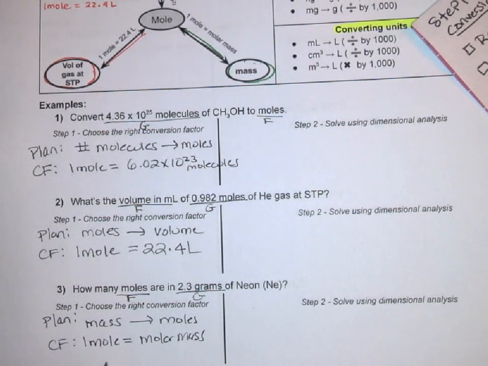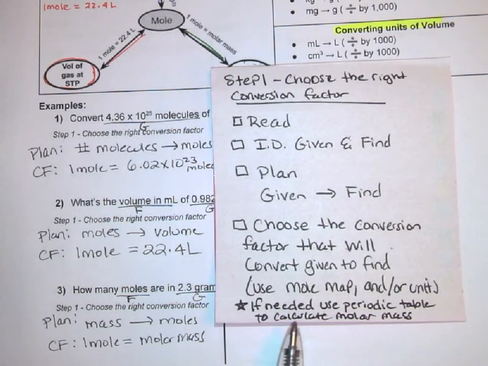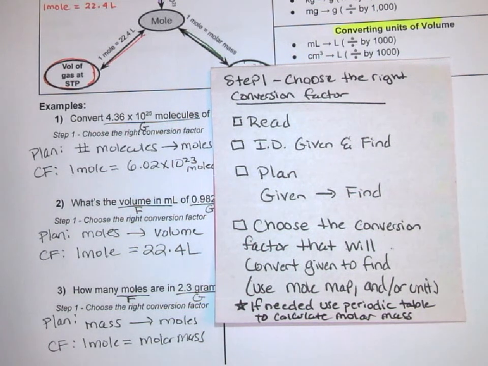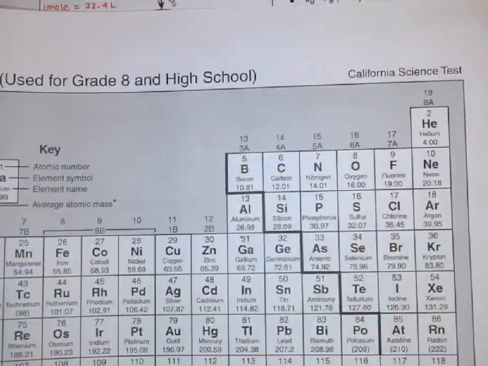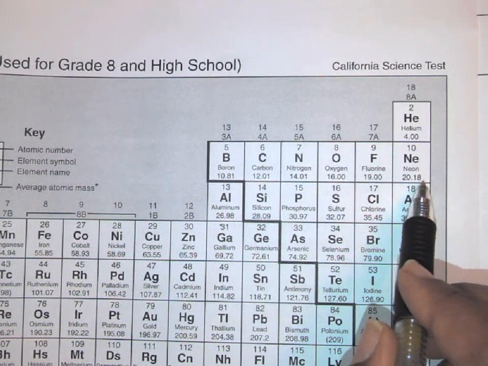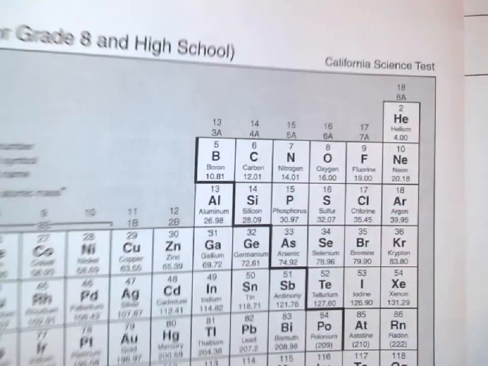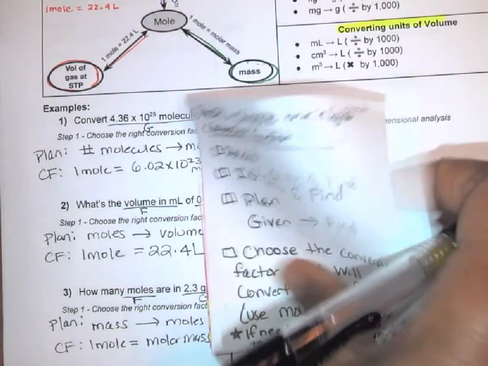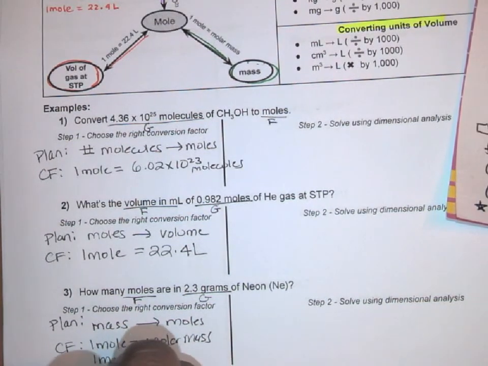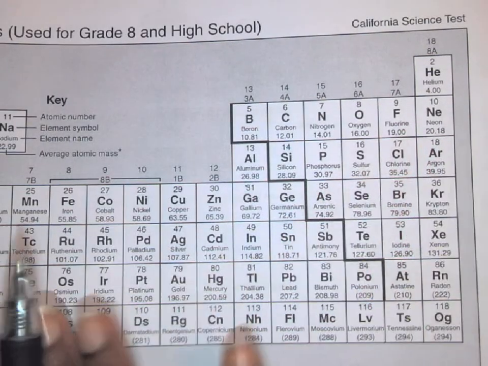Now, remember, since my conversion factor includes molar mass, I need to make sure I calculate that to get my full conversion factor, right? So for the molar mass, I need to get that from the periodic table. And here's neon. Now neon is a single atom, it's an element that has a single atom in it. So all I'm going to do is use the average atomic mass. That's my molar mass, right? I don't really need to do any calculations here. So I'm going to write here 1 mole is equal to, and that number I got from the periodic table, 20.18 grams.